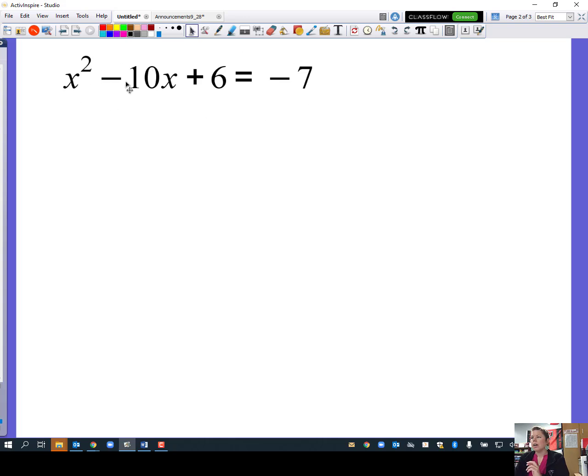So here, every time we have one of these types of equations, we want all the x's on one side of the equation and all the numbers on the other side. So here we'll have x squared minus 10x, and then we'll move the 6 to the other side, so minus 6, and that's going to equal negative 13.